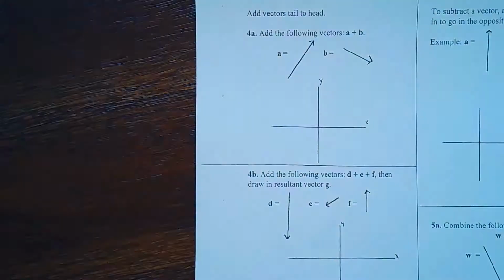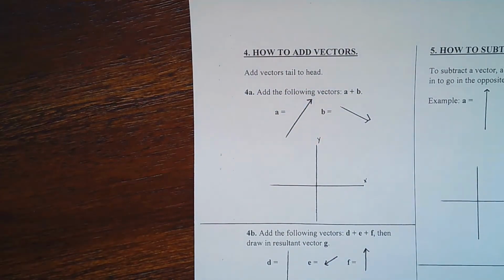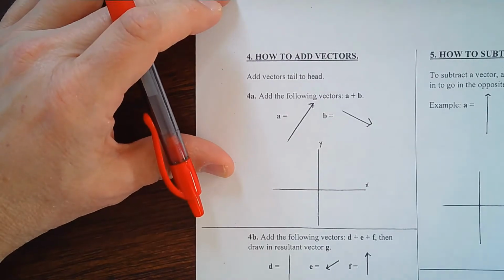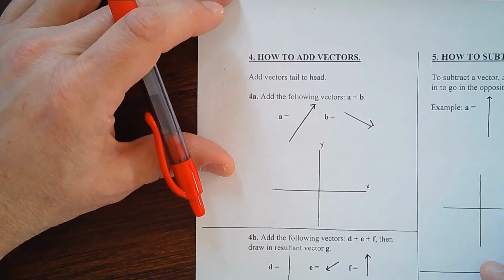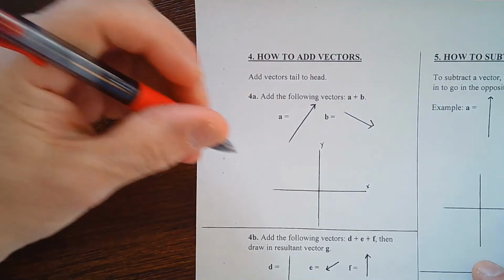Having finished page 1, let's go to page 2, and we're going to go to the top. We're going to learn how to add vectors. Vectors get added tail to head. Imagine you're being given a series of toy train cars and you just attach them one after the other, but you're adding them in the front. What do I mean by that?